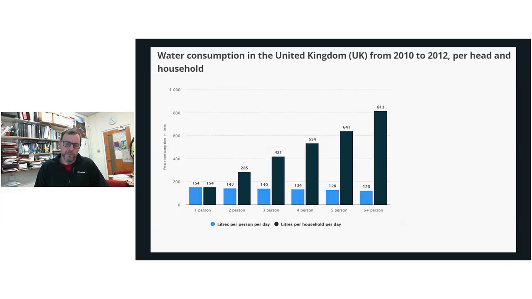Now why this is interesting is that in most developed countries there's a drive towards having smaller households. So if this plot is correct, a move towards smaller households means that water consumption will be higher if the population level stays the same.